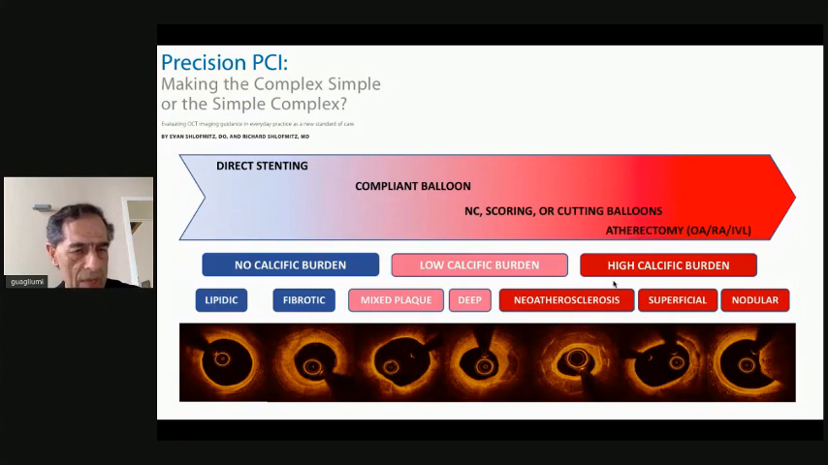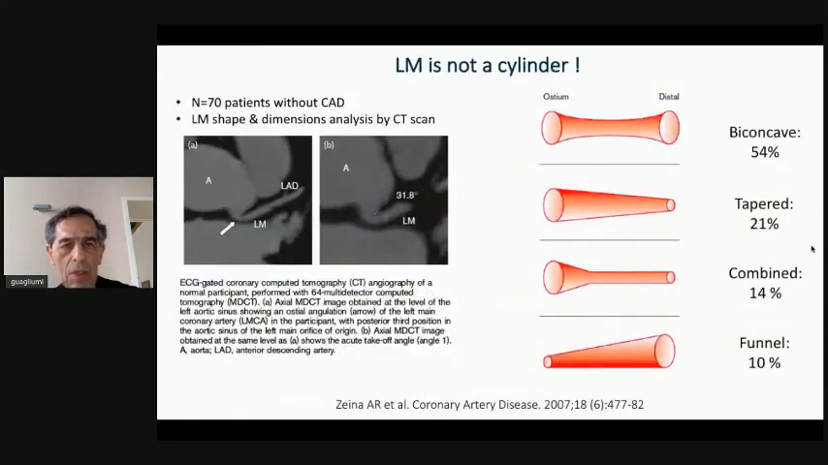So if you don't have a burden of calcium and you have a lipid or fibrotic plaque, you can decide for direct stenting. Instead, if you have a low calcified burden with a mixed plaque, you can go with a different strategy. And the more you increase the complexity and the level of calcified nodular or concentric protrusion, the more you need to be aggressive in lesion preparation.